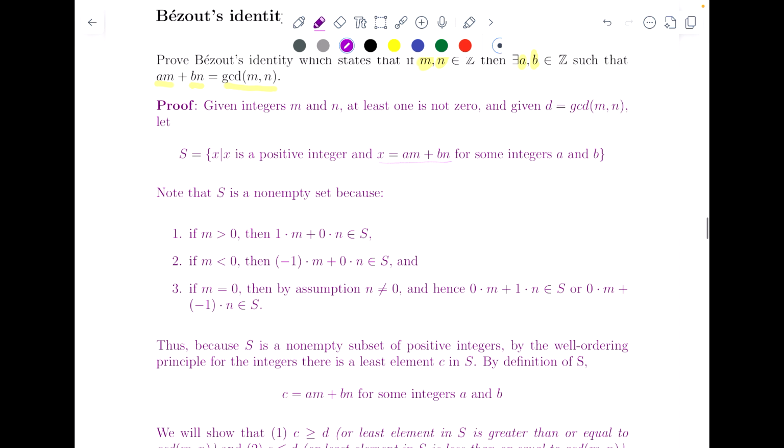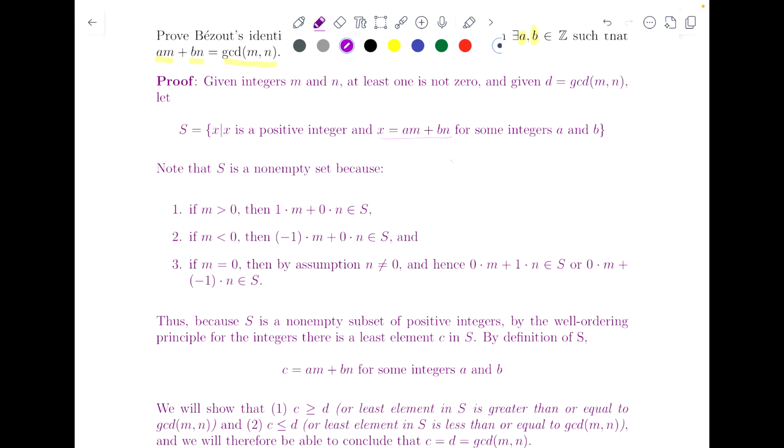Note that S is non-empty because if m is greater than 0, then at least 1 times m plus 0 times n is in S. If m is less than 0, then negative 1 times m plus 0 times n is in S. And if m is equal to 0, then by assumption n is not equal to 0, and so 0 times m plus 1 times n is in S, or 0 times m plus negative 1 times n is in S. And so we're going to say, look, S is not the empty set.